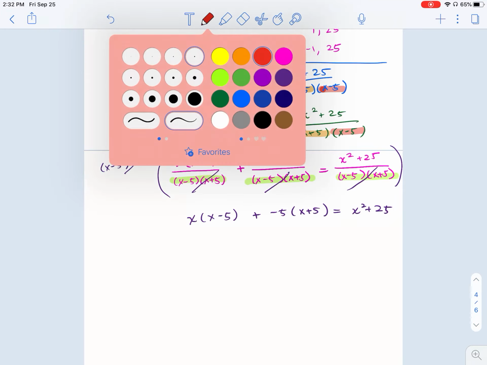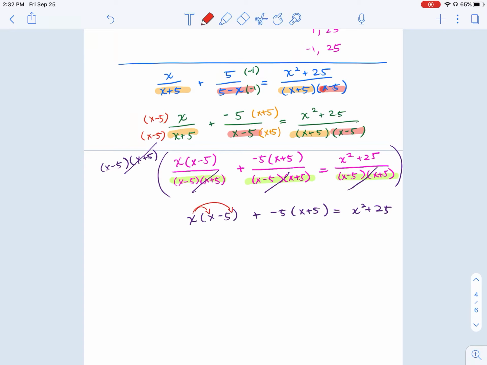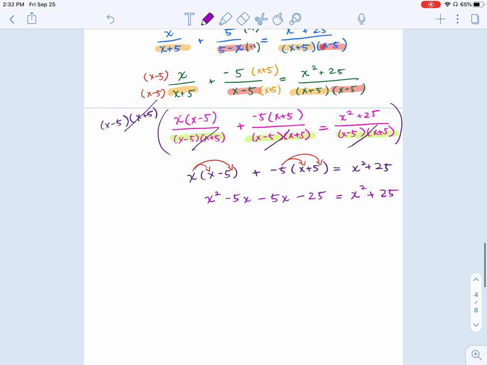From here, I am going to solve algebraically. So here I would use the distributive property. Here, distributive property. x squared minus 5x minus 5x minus 25 is equal to x squared plus 25. So let's combine the like terms. I'm just going to combine these two. x squared minus 10x minus 25 is equal to x squared plus 25.